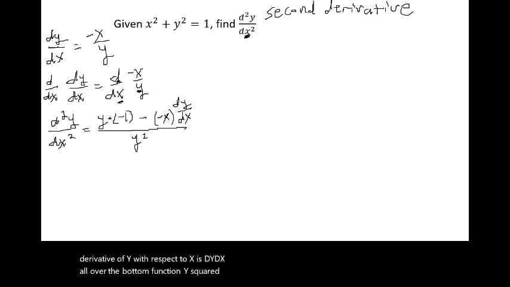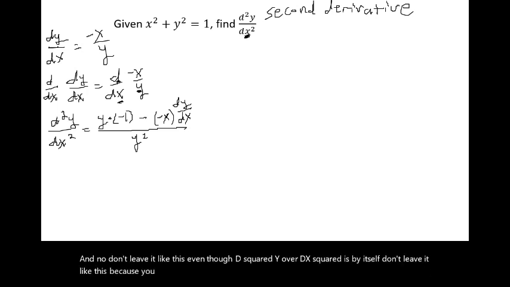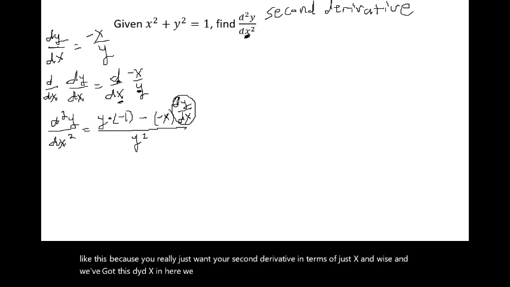And no, don't leave it like this. Even though d squared y over dx squared is by itself, don't leave it like this, because you really just want your second derivative in terms of just x's and y's, and we've got this dy dx in here. We do not want the second derivative being defined in terms of the first derivative. We don't want to leave it like this. So we need to replace dy dx with something.